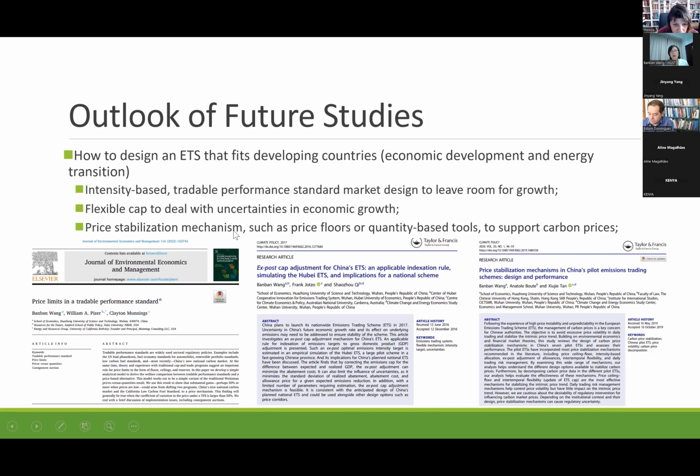And also a price stabilization mechanism, such as price floors or quantity-based tools, to support the carbon prices and to make the carbon pricing promote clean technology and clean innovation.